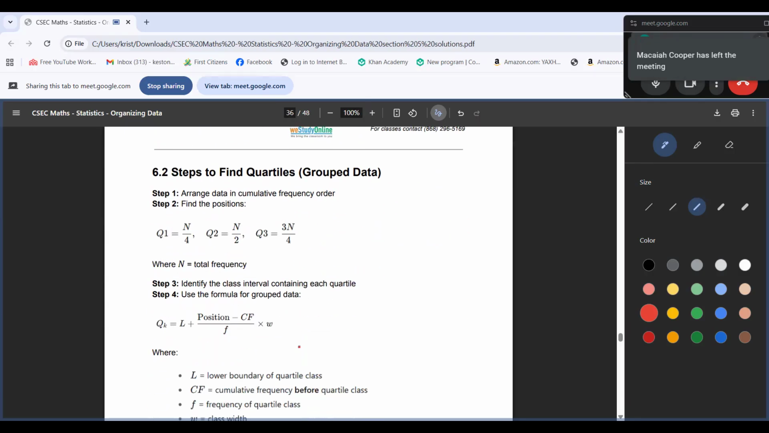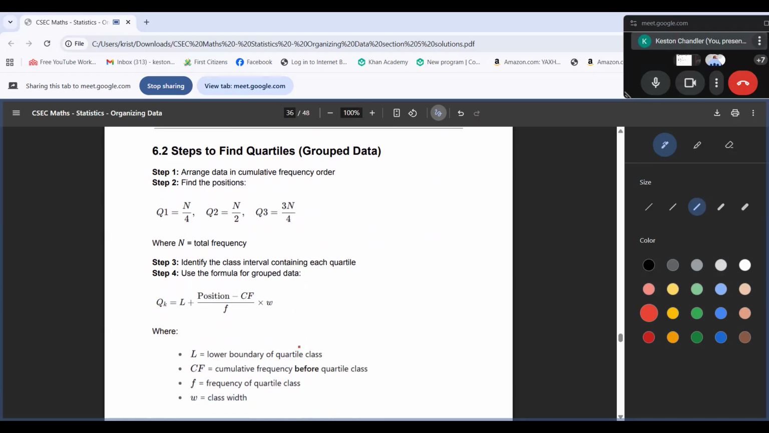Now, what you will need to do is to be able to find the quartiles of group data, sometimes using the formulas that we're going to go through here, and at other times using your cumulative frequency curve, which we'll look at another time, right? So we're going to look at finding the quartiles for group data.